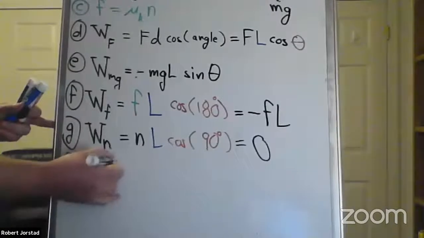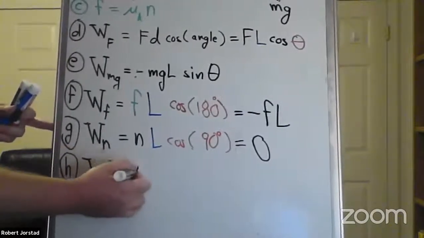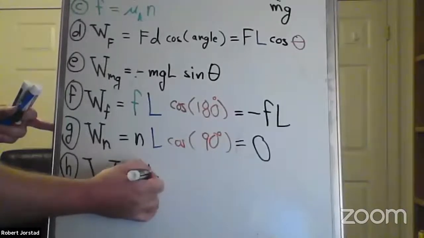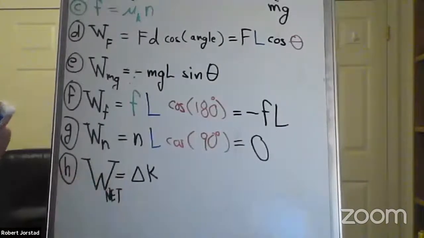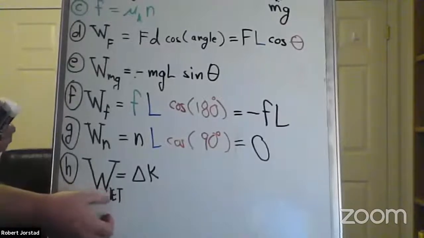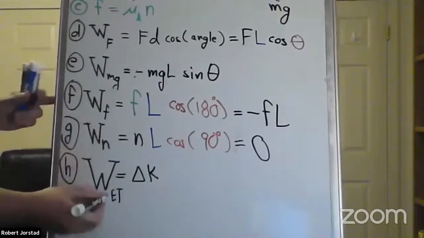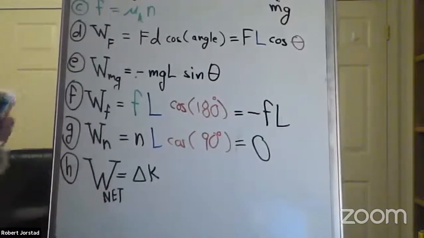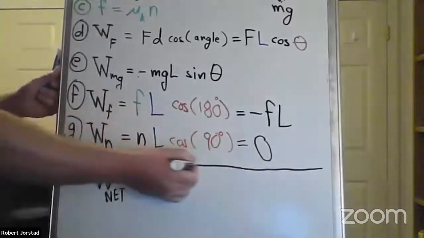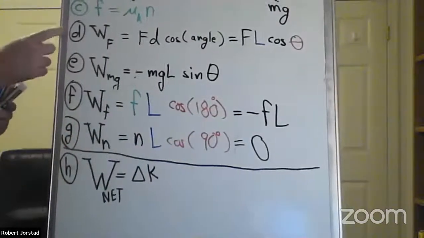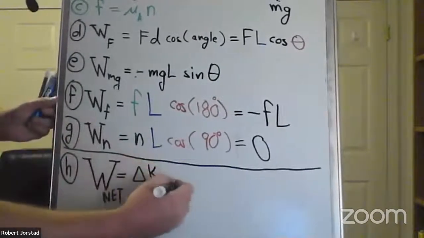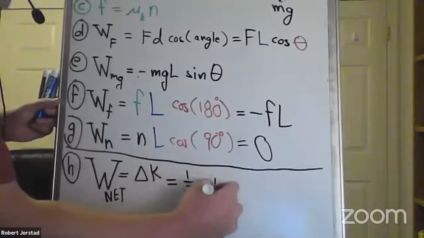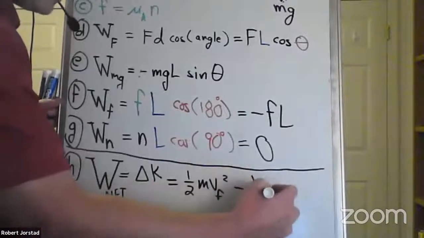Well, work is delta K, right? Aha! Work equals delta K. Now, I'm going to be clear here. The net work equals delta K. That's pretty sloppy, so I'm going to rewrite that. The net work. So think about this. If you take these four work terms and add them up, you would get the net work. That's equal to the change in kinetic energy. That's 1/2 mv final squared minus 1/2 mv initial squared.